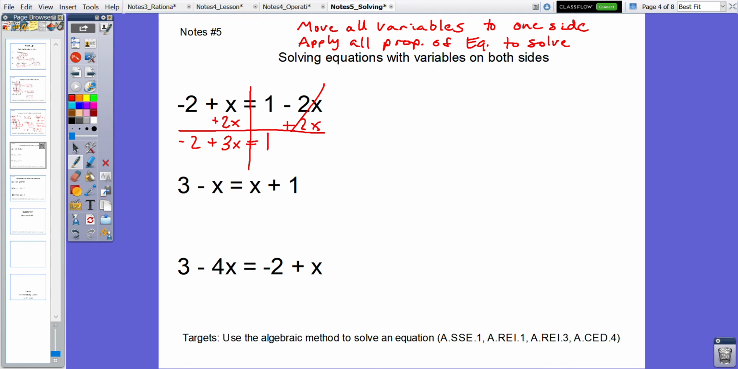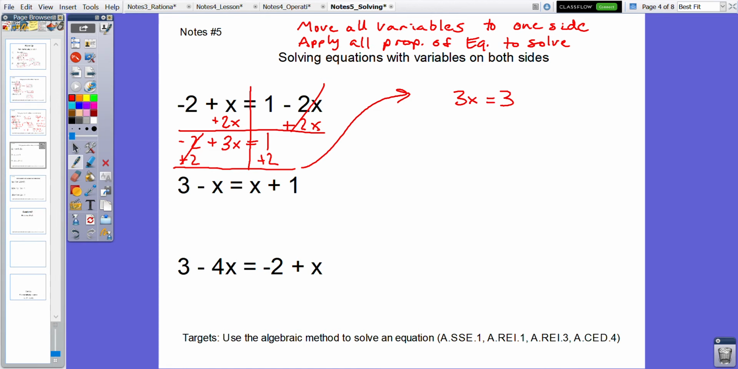So now that I have all my variables on one side, I'm going to apply another property of equality. I'm going to apply the addition property of equality again by adding 2 to both sides of the equation. I'm going to move this over here. You can keep moving down if you want to, but I want to make sure we have enough room. When I add 2 to both sides, my -2 and +2 cancel on the left side, and 1 plus 2 is 3. So I'm going to have 3 times some number equals 3.